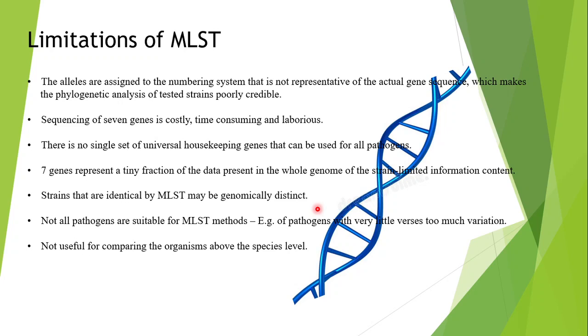Now, what are the limitations or drawbacks of MLST? Firstly, the alleles that are assigned to the numbering system are not representative of the actual gene sequence, which makes the phylogenetic analysis of the strains poorly credible. Sequencing of 7 genes is costly, time-consuming, and laborious, as we are only sequencing one single gene at a time.